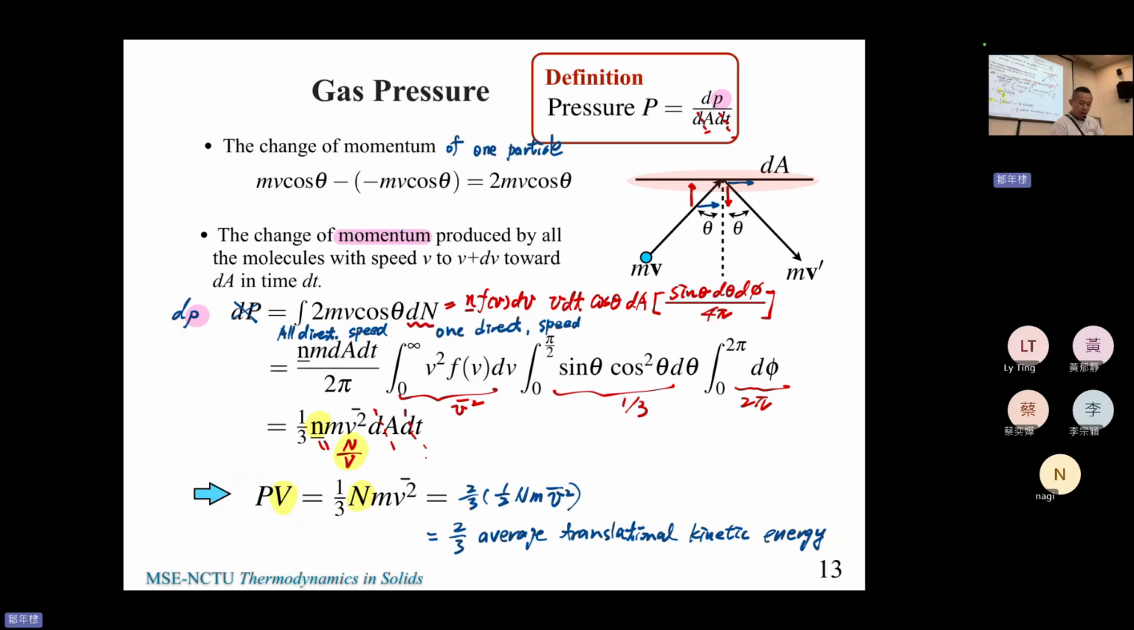What does that mean? It's actually 2/3 of the average translational kinetic energy, half m v squared. Oh, by the way, the m here is one particle mass. So that's the half total m v squared. Average translational kinetic energy times 2/3, you have PV. Connecting to what we learned before, PV, right? Related to nRT or work or something.